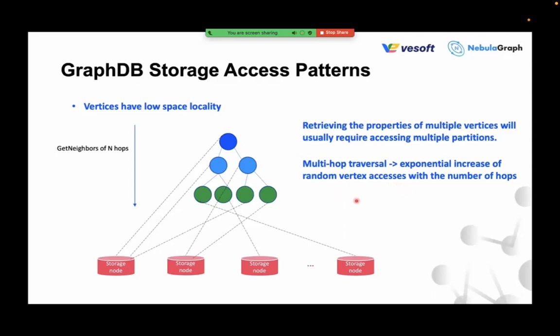Therefore, the vertices will usually have low space locality. And we know that in RocksDB, we use block cache to provide some of the caching capabilities. That means the vertices in the block cache in RocksDB have low space locality.